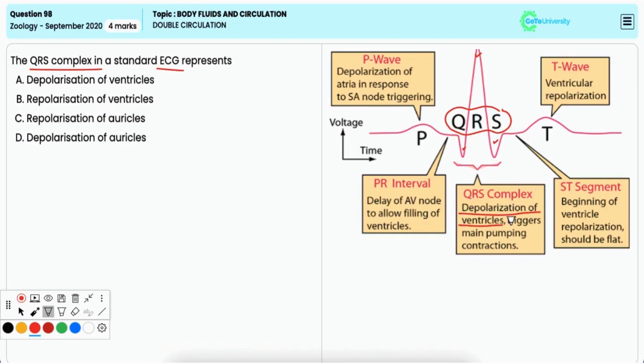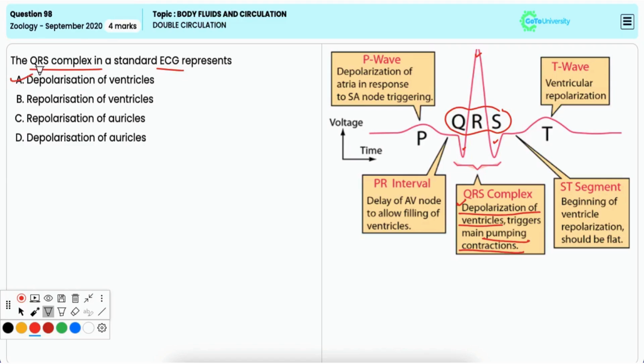Now let's evaluate the options. Option A, depolarization of ventricles. The QRS complex in an ECG does represent the depolarization of the ventricles, which leads to ventricular contraction, that is the systole. And this is the main electrical event which is responsible for pumping blood from the heart to the rest of the body. Hence, this is the correct option.